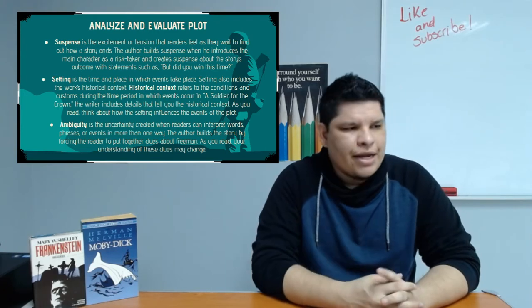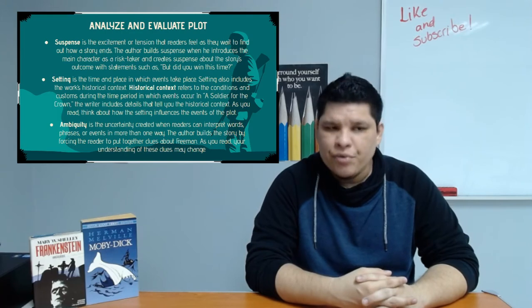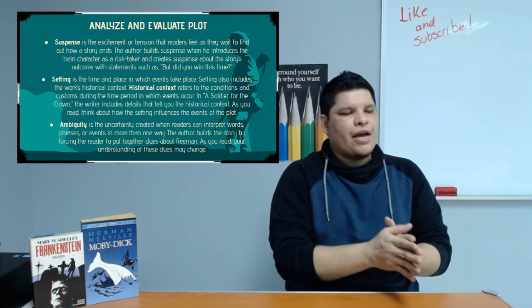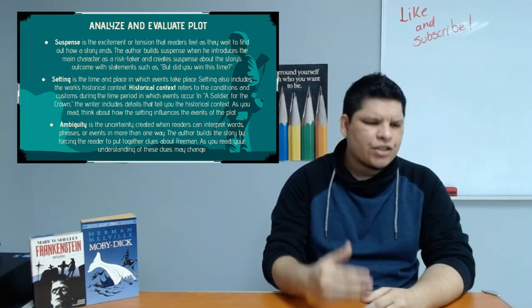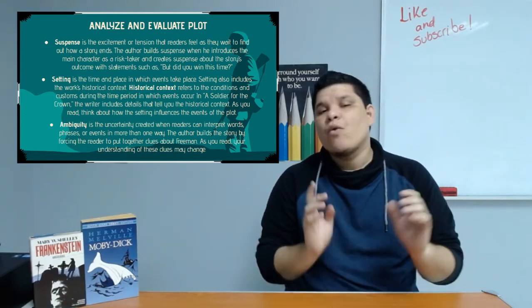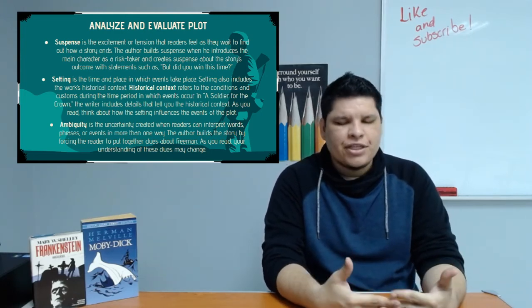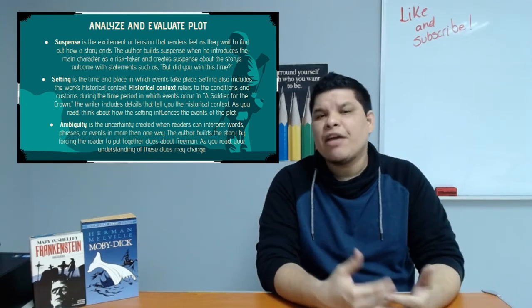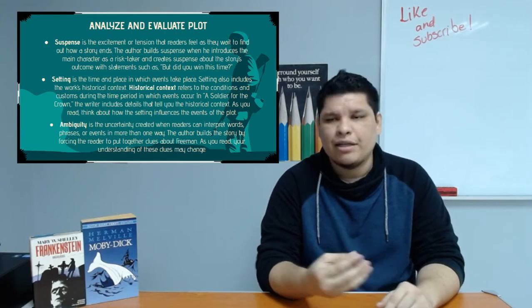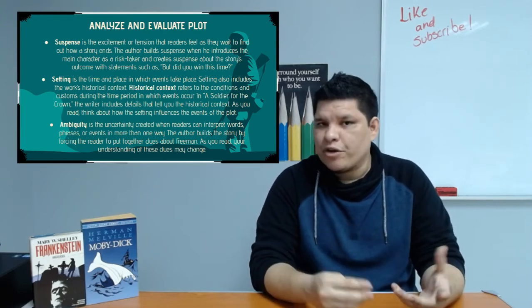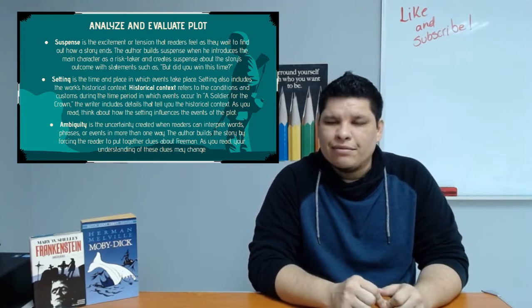The third element in the type of literary devices or elements that we're going to be analyzing is ambiguity. Ambiguity is the uncertainty created when readers can interpret words, phrases, or events in more than one way. When you're reading something and you see that you can have different interpretations for the same paragraph, the same phrase, it can be a piece of discourse that the character is speaking. That's what we call ambiguity.